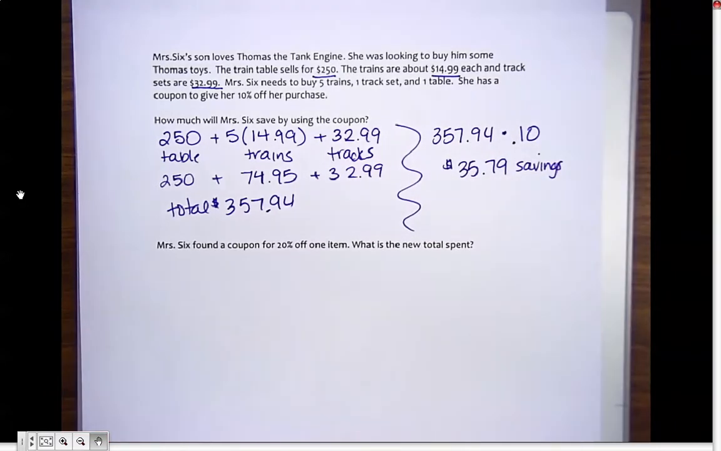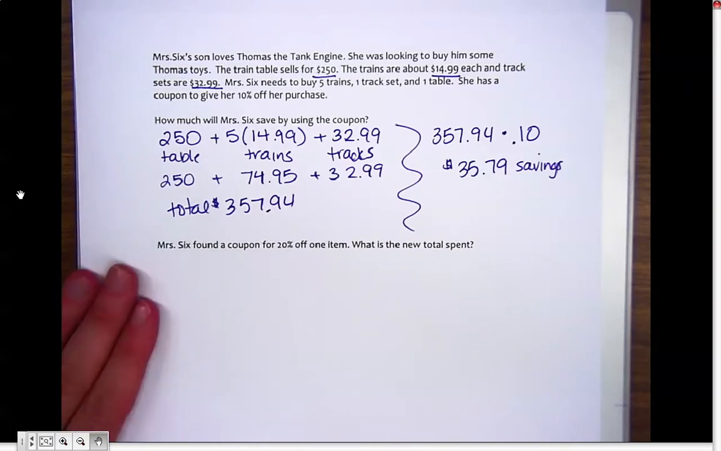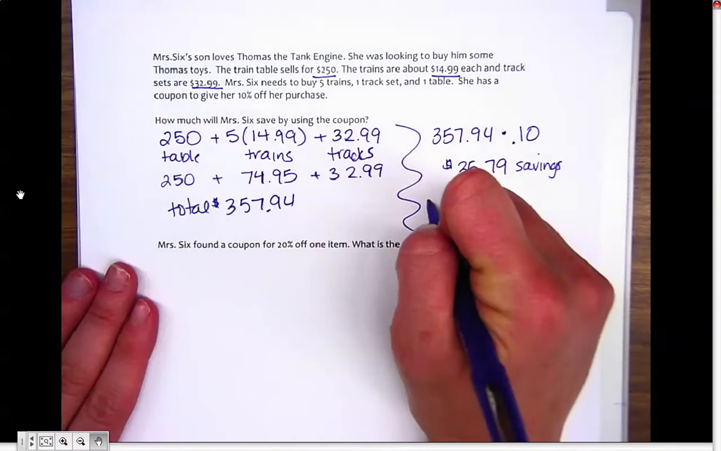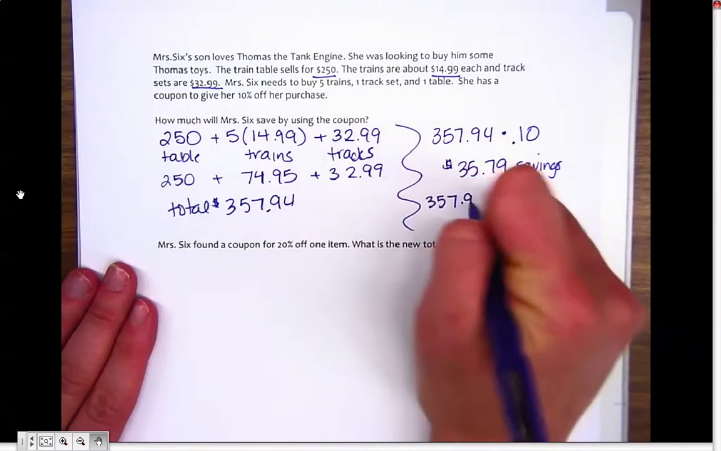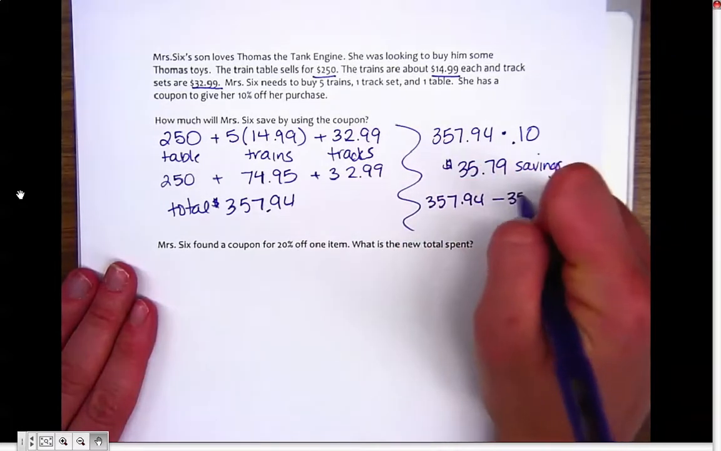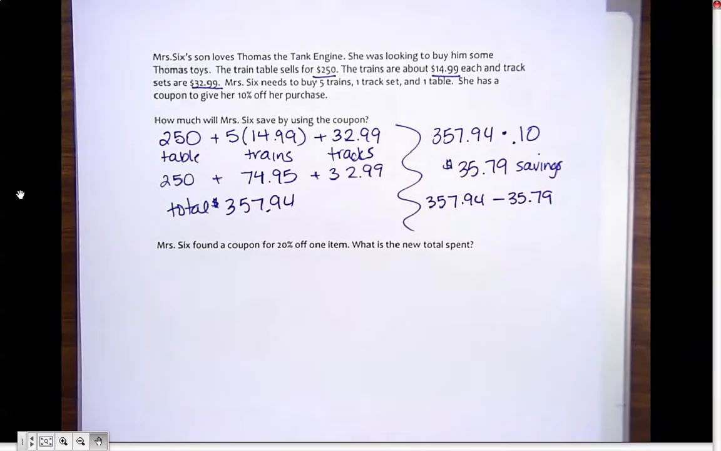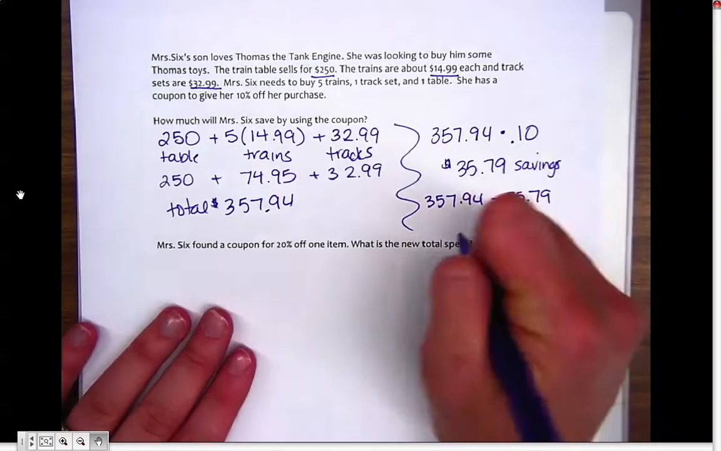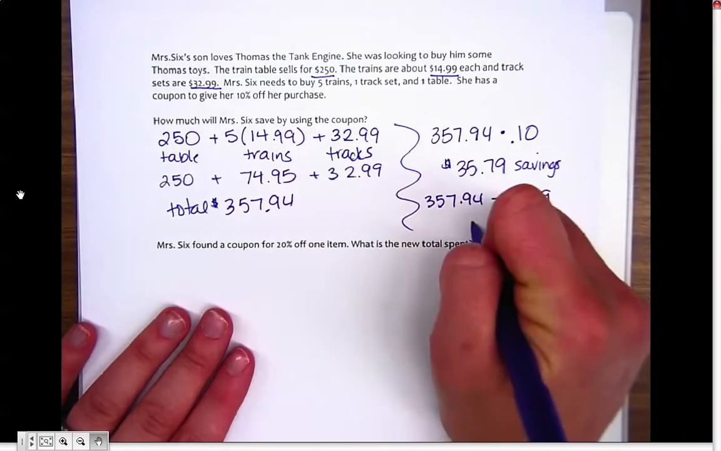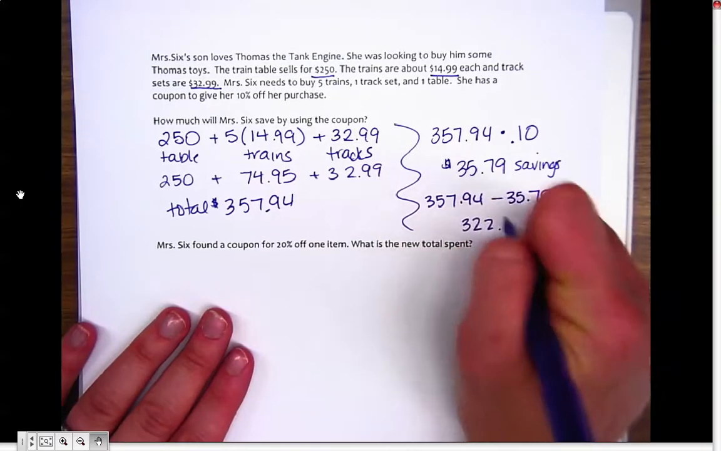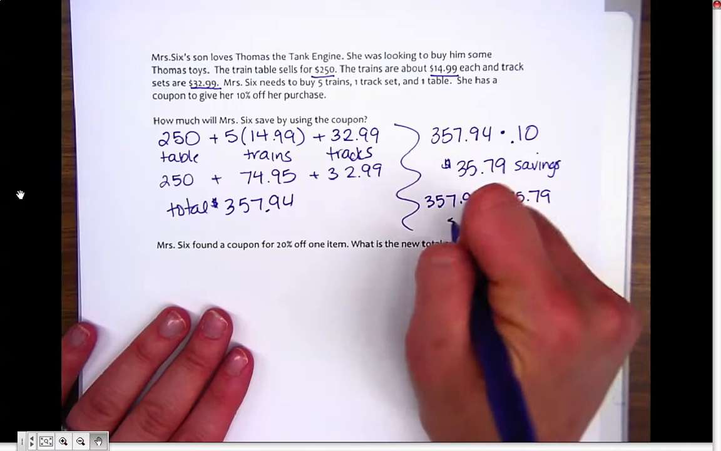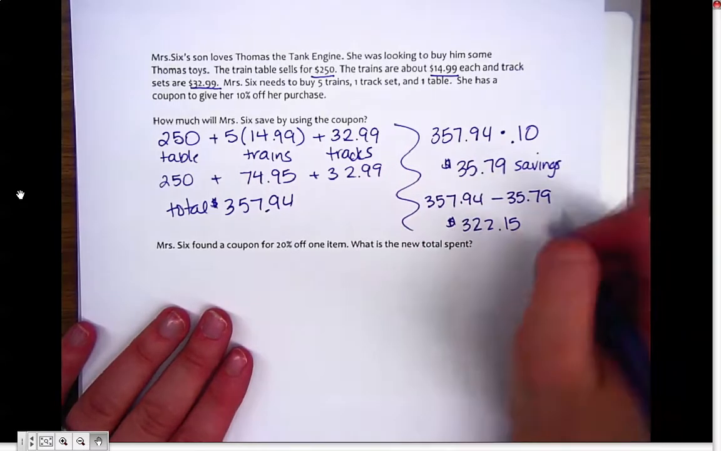But that is not what I'm going to pay. I still need to find out what my new total would be. So I can take my $357.94 and subtract the $35.79. And when I do that, I get a total of $322.15. So this is my total.